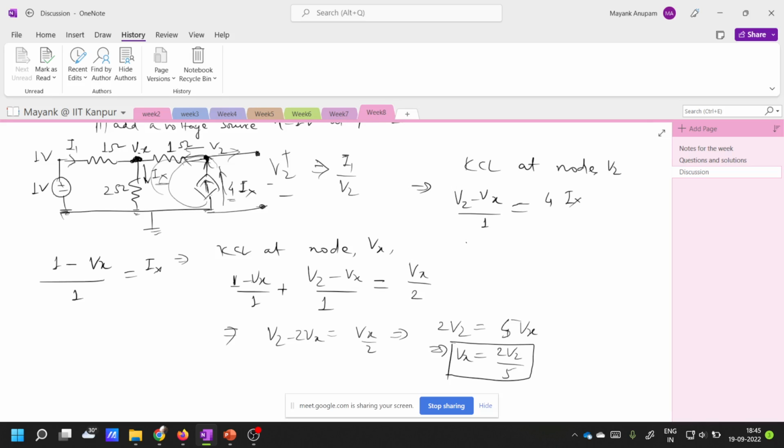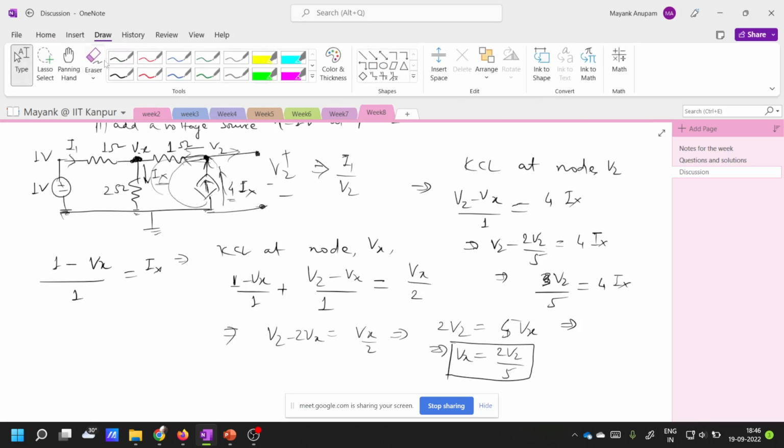So V2 minus Vx, the current that is flowing here, V2 minus Vx by 1 ohm, has to be equal to the current being supplied by the current source. Fine, so Vx is already known, right? V2 minus Vx is 3V2 by 5, which is equal to 4 Ix. Let's bring it down, because this will be confusing for everyone.